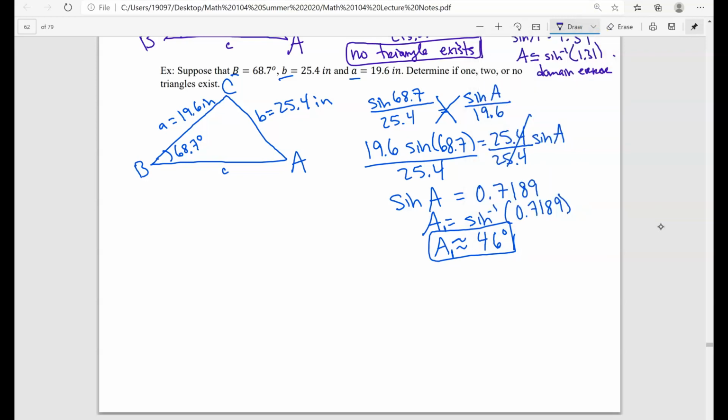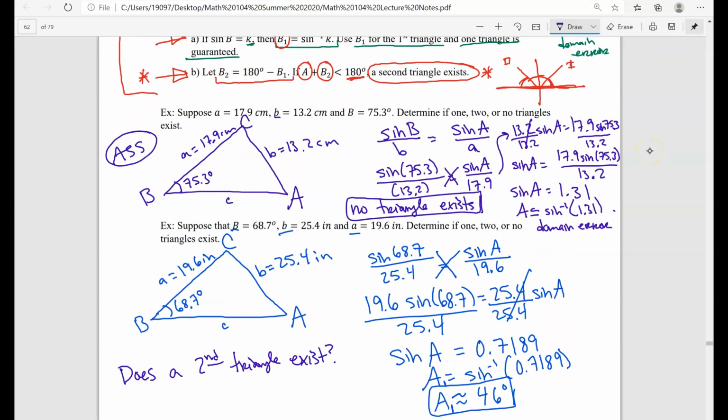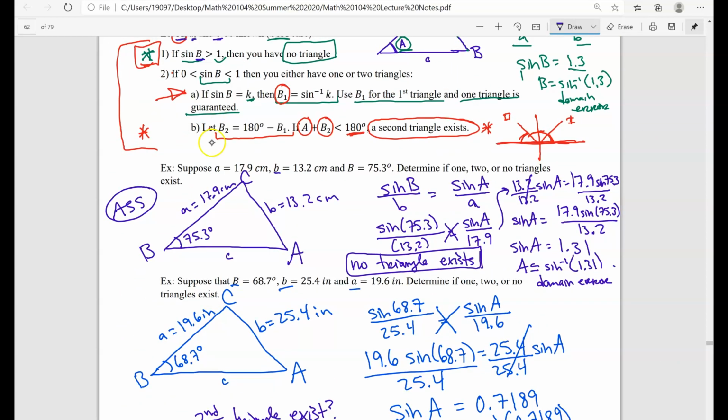So let's just ask ourselves, does a second triangle exist? Okay, so let's think about that. So the only way that we know a triangle exists, so let's go back up. So let's see what we had to do. So a second triangle will exist. So let's look at this.